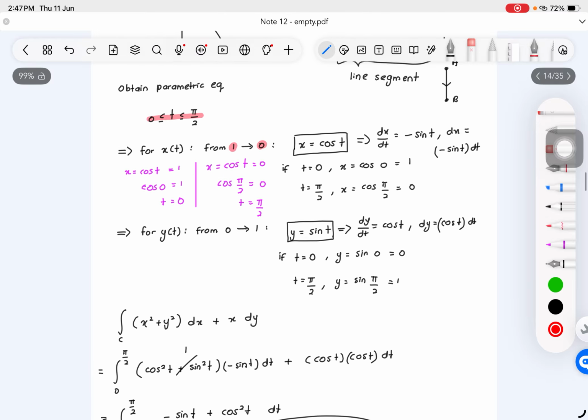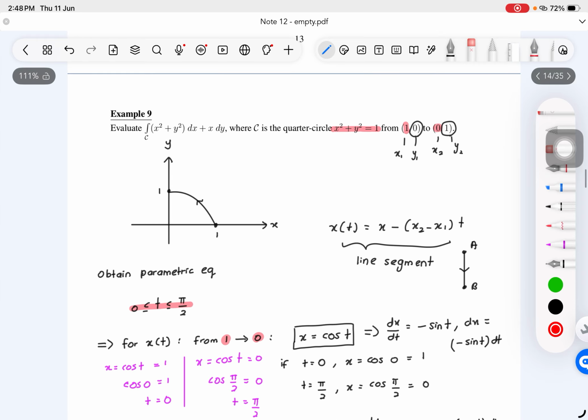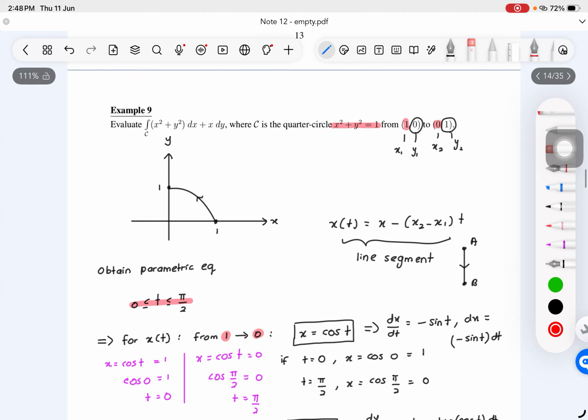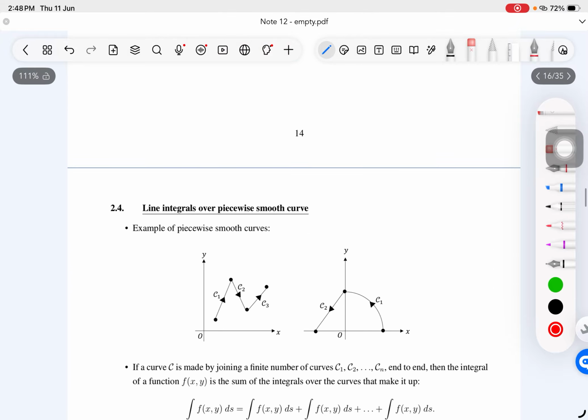This question is a little bit different from the previous example. So this is how we answer this example. Usually if it involves a circle, the equation for x of t is equal to cos t, and the equation for y of t is equal to sin t.